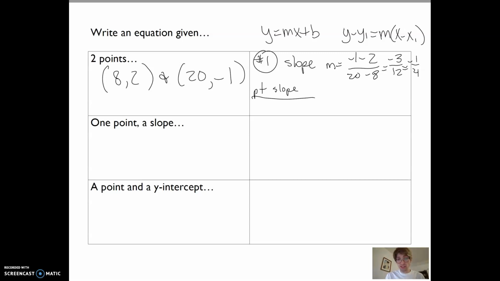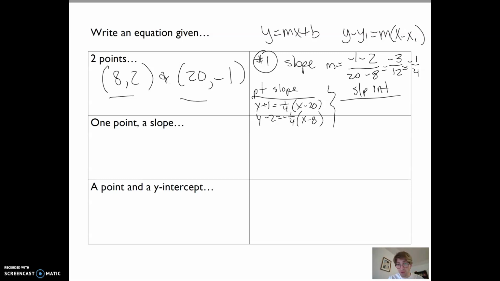If you like point-slope form, we can jump right into our answers. And you have two choices. One would be y plus 1 equals -1/4 times the quantity x minus 20. Or we could do y minus 2 equals -1/4 times the quantity x minus 8. Those come from using the two different points for point-slope form.